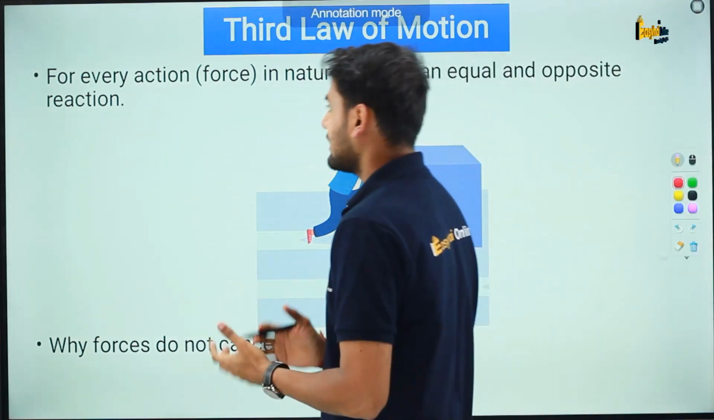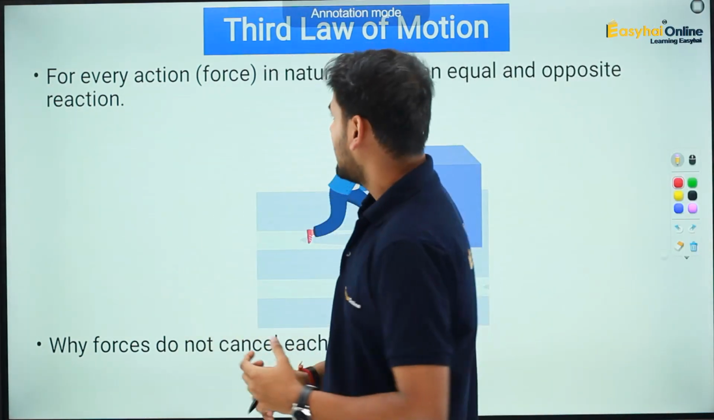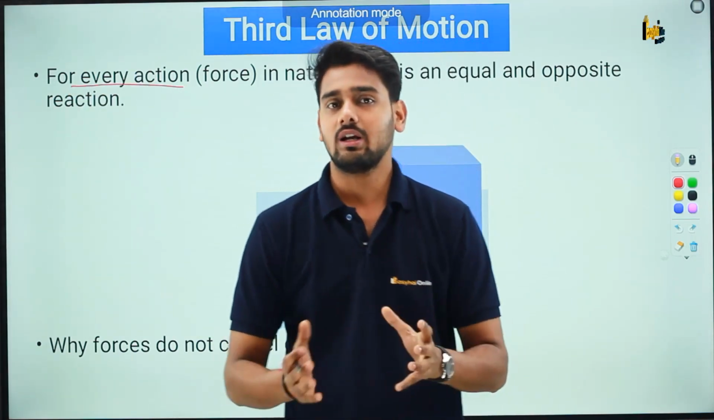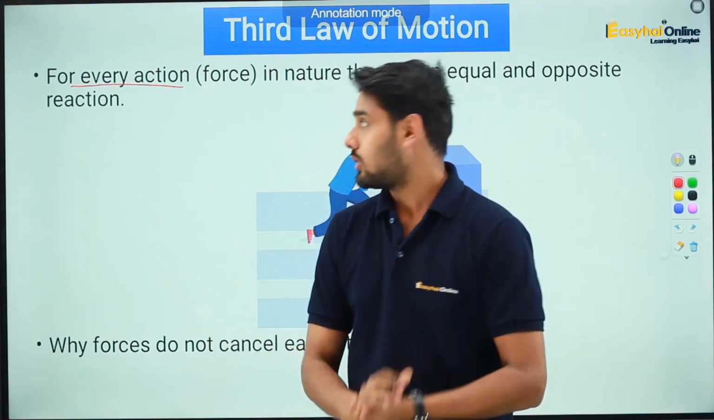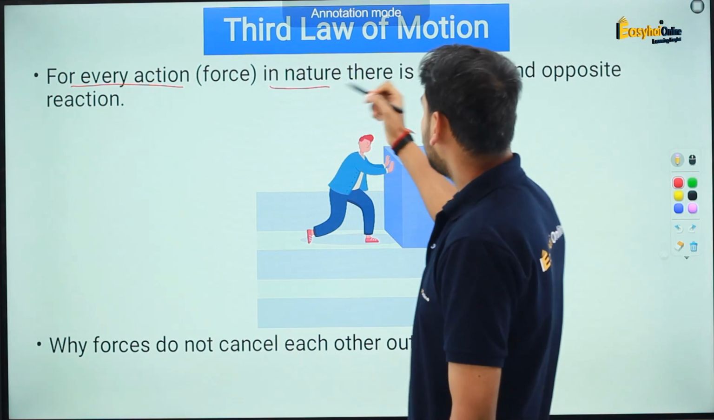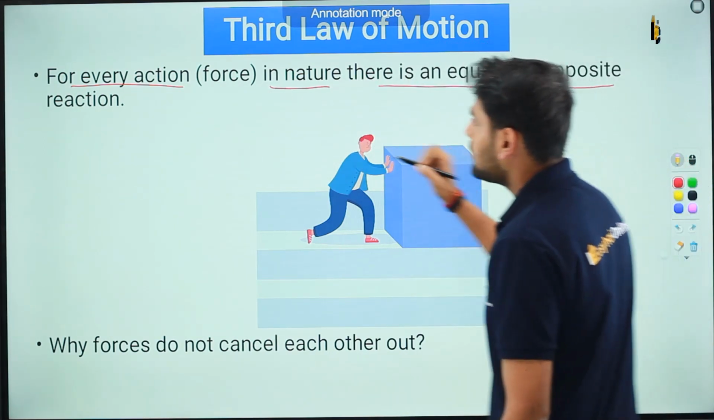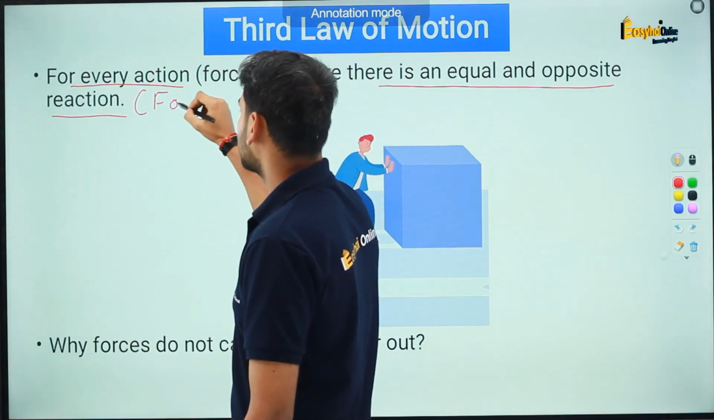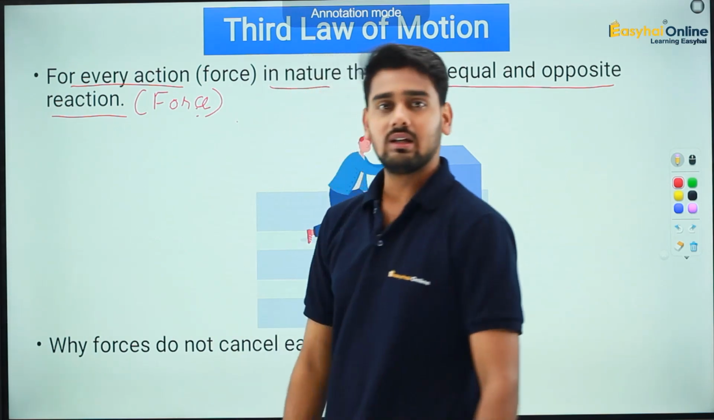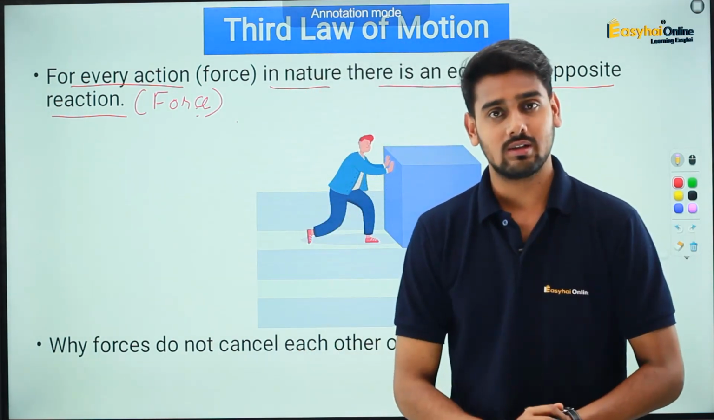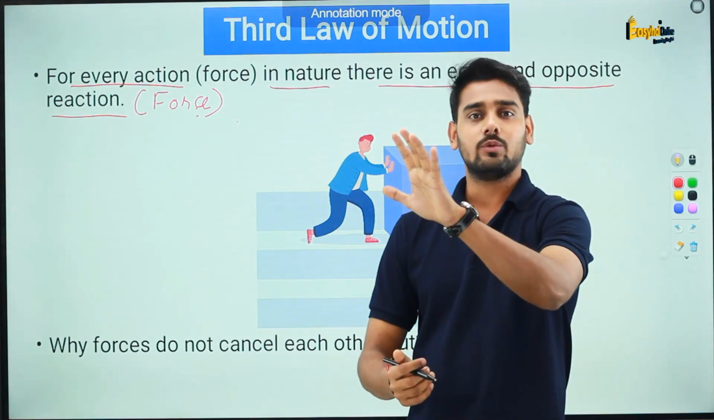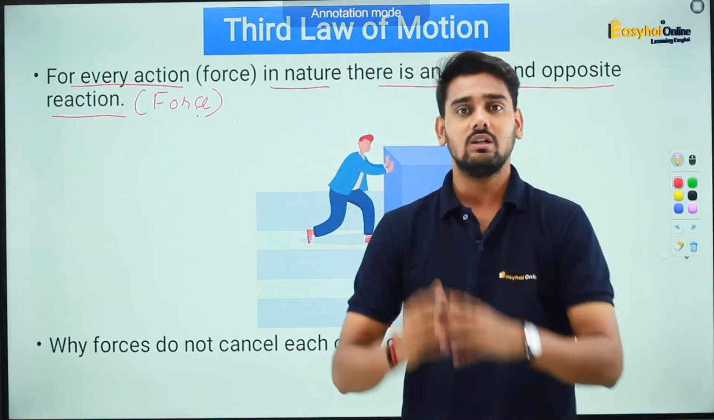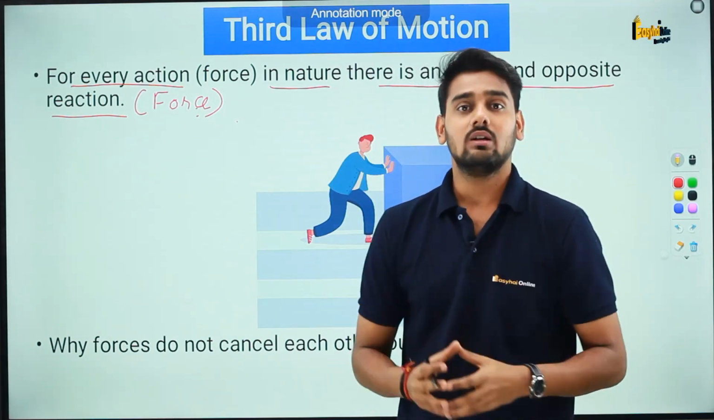First of all, let us see what exactly is the statement of this law, which is very simple and short: for every action. Whenever I say the word action, I mean force. So for every action, or basically force, in nature there is an equal and opposite reaction. Here reaction is also force. So basically in this universe, anywhere if I apply some force, an exactly equal but opposite force generates, and you can actually see its consequences.